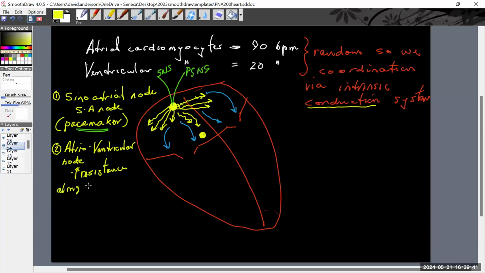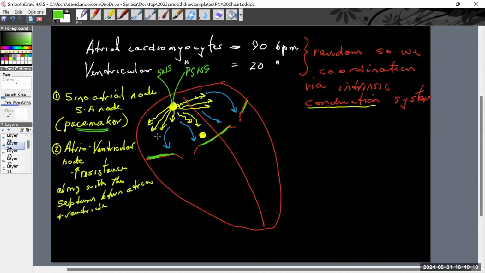along with the septum between the atria and the ventricle. Okay, so that atrium and ventricle septum is this one that separates the atrium from the ventricle.